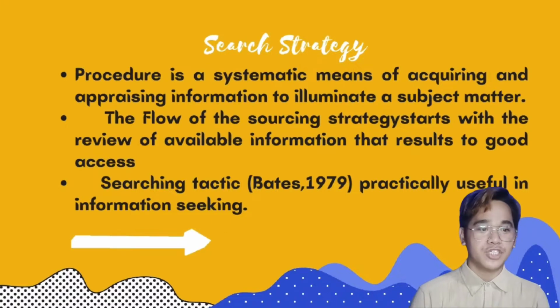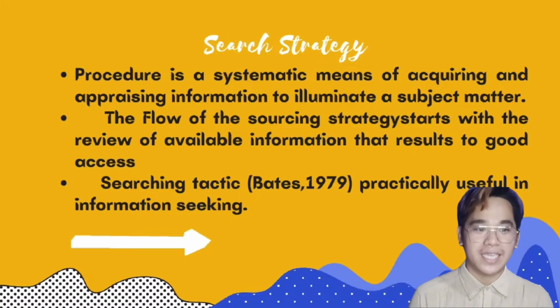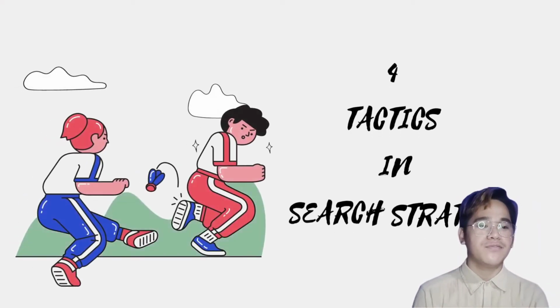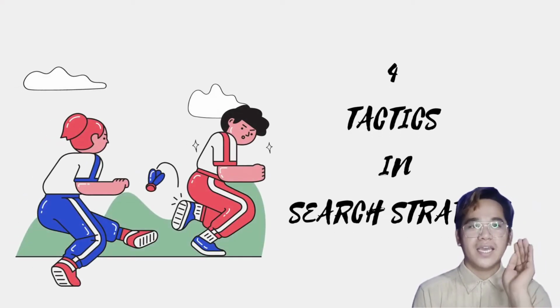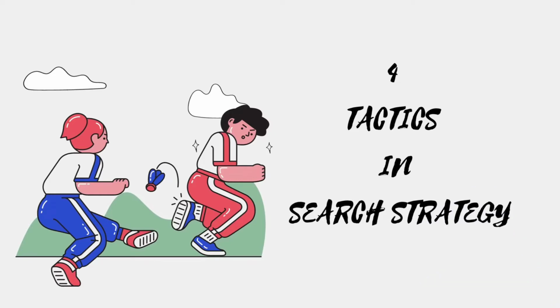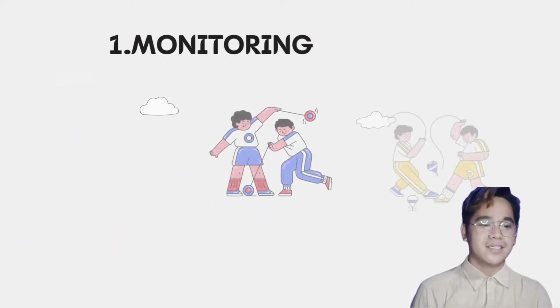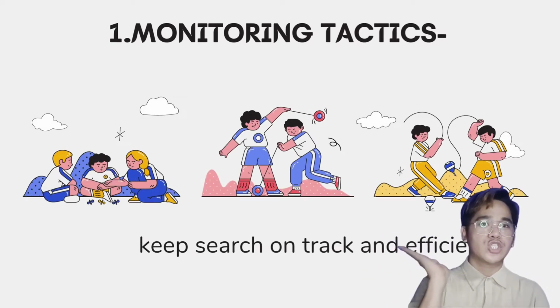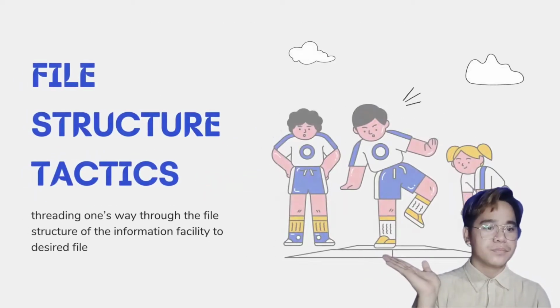Searching tactics, according to Bates 1979, are practically useful in information seeking. So search strategy is somehow useful for us researchers. I am going to give you the 4 tactics in search. First is the monitoring tactics. Monitoring tactics keep the search on track and efficient.